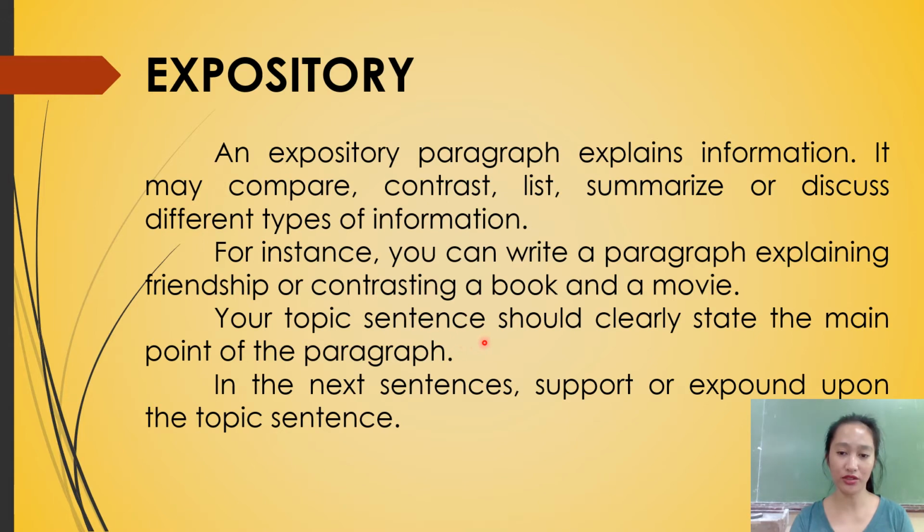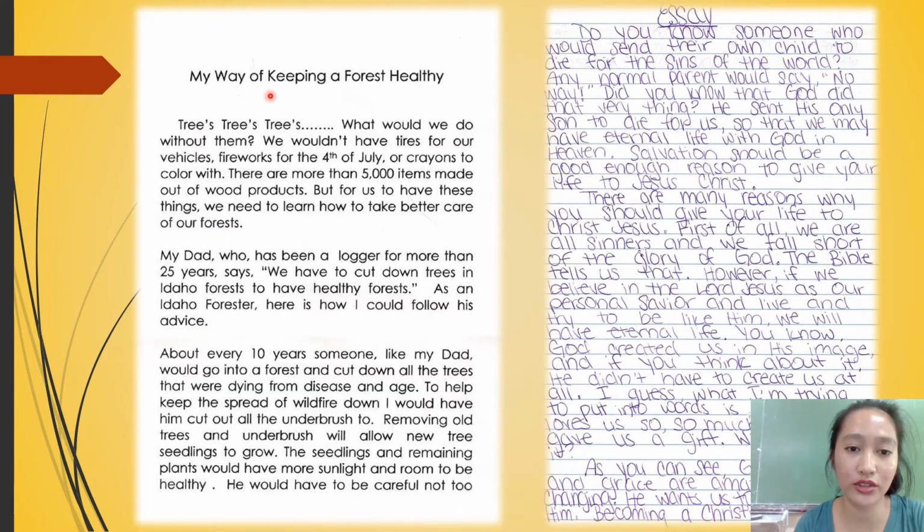Your topic sentence should clearly state the main point of the paragraph. The next sentences support or expound upon the topic sentence. So here, you are more on comparing and or contrasting something and or summarizing and or discussing a main topic or information. We have here two different examples of expository essay. Okay, so remember in expository paragraph or essay, it discusses something or it explains something.